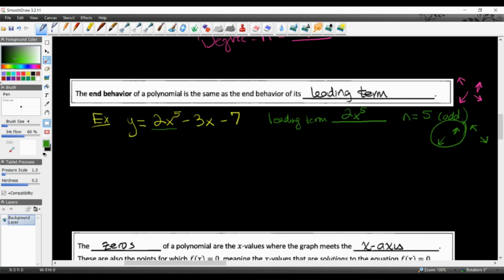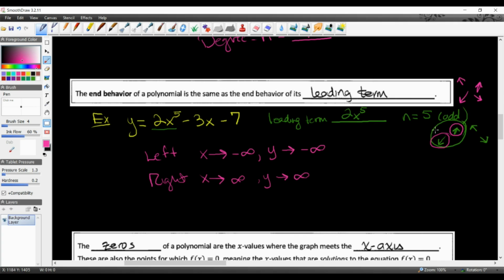So for my end behavior for this one, let me use a different color here. For the left side, as x approaches negative infinity, well, this is happening. So y is approaching negative infinity. On the right side, as x is approaching positive infinity, well, now this is happening. y is going to infinity.